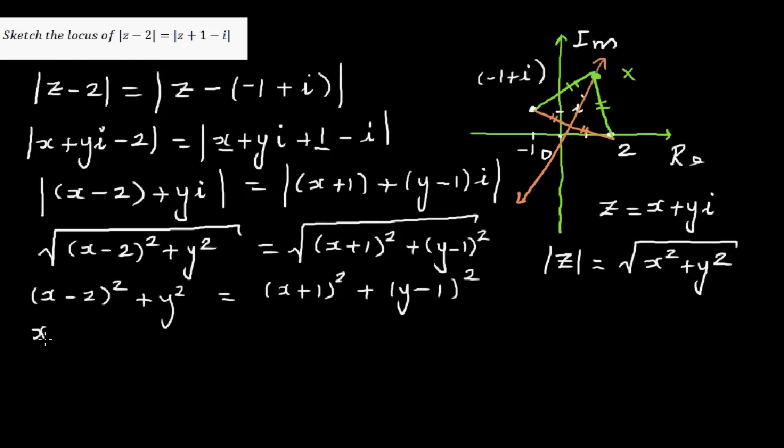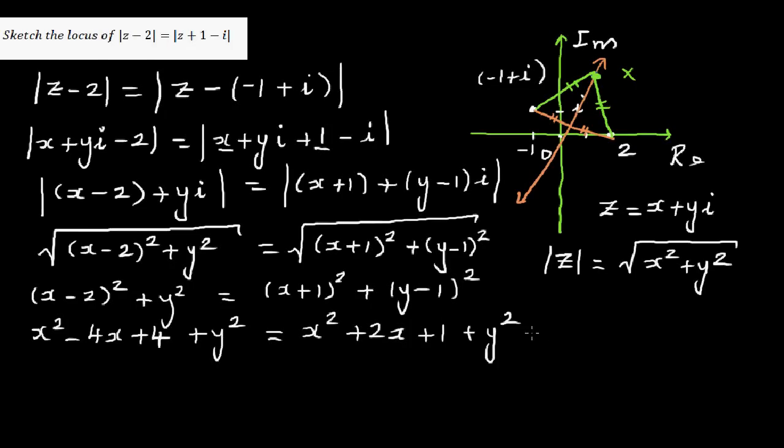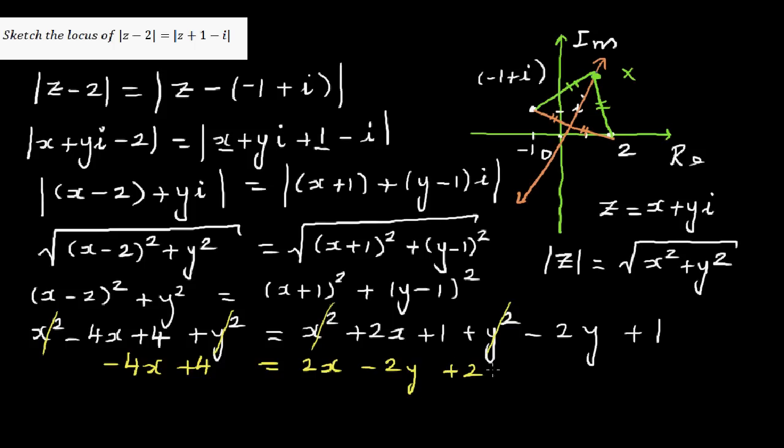Expanding this, the left side will be x squared minus 4x plus 4 plus y squared, is equal to x squared plus 2x plus 1 plus y squared minus 2y plus 1. So what will happen now? The x squared and the y squared on both sides will get cancelled. So what is left? Minus 4x plus 4 on the left-hand side is equal to 2x minus 2y plus 2. We're almost there.